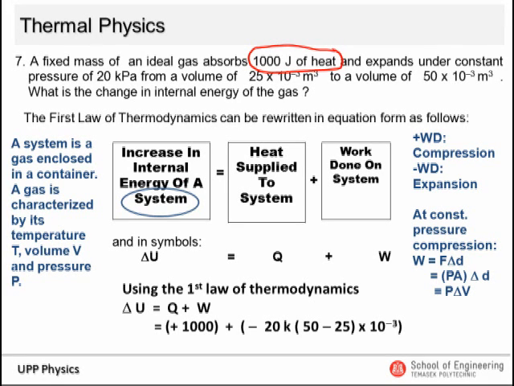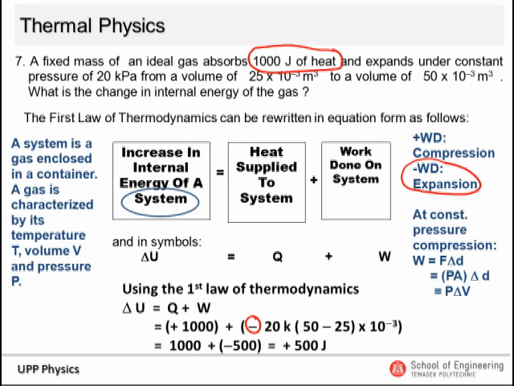Now you will notice that there is a negative sign in the work done. Why? Because this is an expansion. For expansion, the work done is negative. So after putting all the necessary signs, let's calculate, and we notice that the work done on the system is a negative 500.